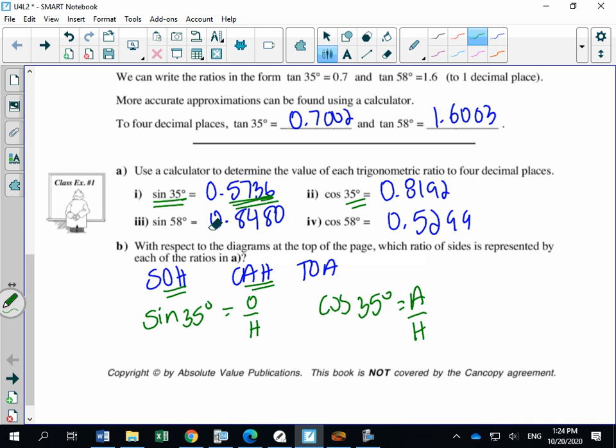Okay, we won't write the sine of 58, but the sine of 58 degrees would be O over H, and the cos of 58 degrees would be A over H, right? It's just SOHCAHTOA.